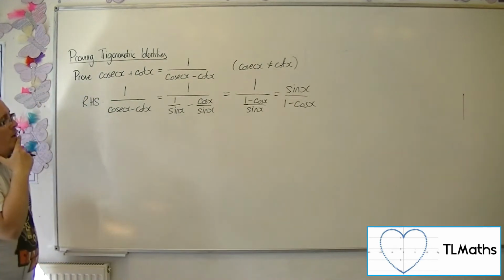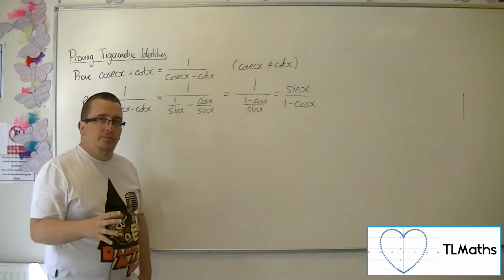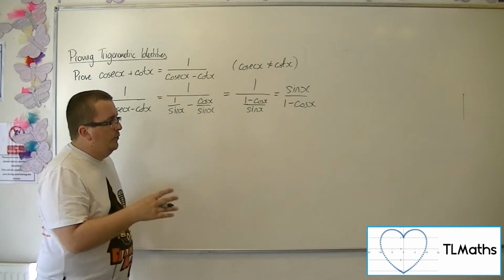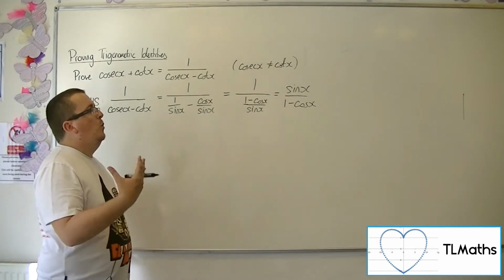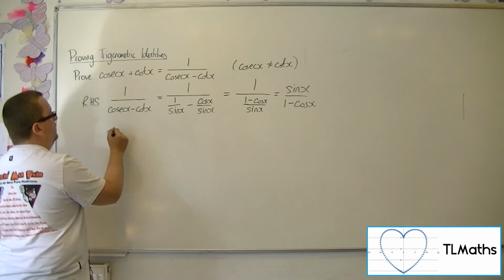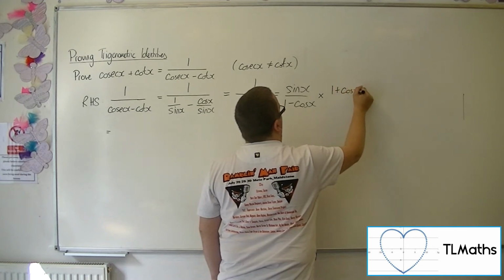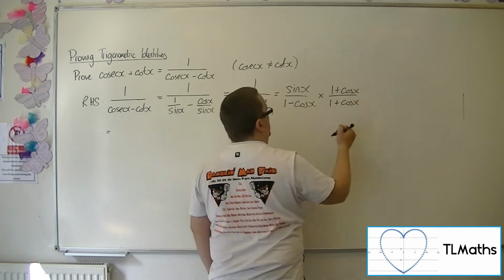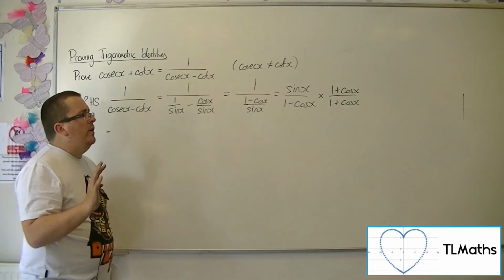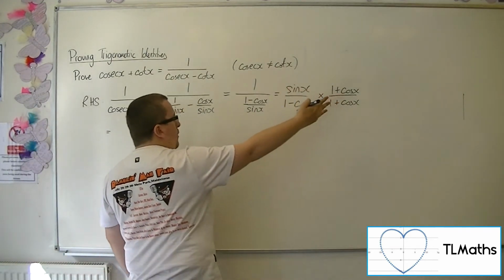So, what I would probably be thinking of doing here, because it looks like we're at a standstill, I know that 1 minus cosine, if I multiplied it by 1 plus cosine, I would get 1 minus cos squared. So, if I multiply top and bottom of this fraction by 1 plus cos x, I'm effectively using the conjugate of 1 minus cos x, kind of like the similar technique to if you're working with surds. So this won't change the fraction because I'm multiplying by 1.